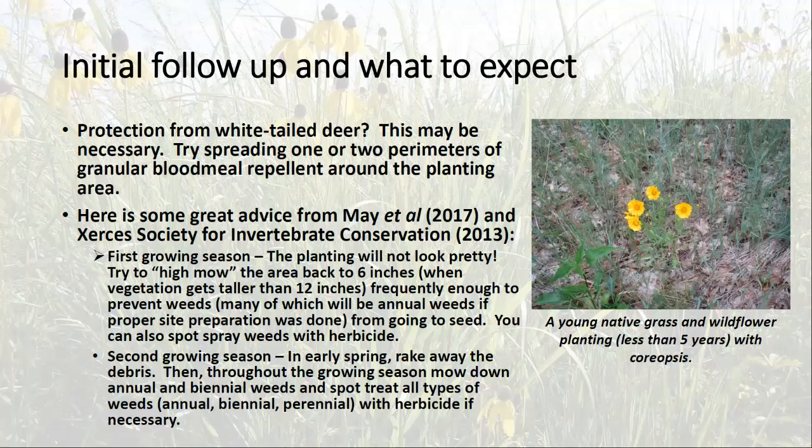During the second growing season, in early spring, you can rake away the debris. Then throughout the growing season, you can mow down those annual and biennial weeds, whatever you're seeing. Again, identification is key here to be able to separate the natives from the exotics. You can spot treat all types of weeds with the herbicide. And what some folks recommend during the second growing season is another high mowing method where you let the vegetation get taller than, let's say, 12 to 14 inches, and then you can mow it back to about 8 to 10 inches instead of 6 inches.